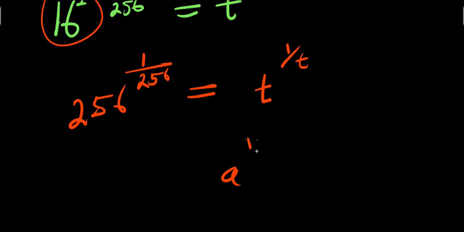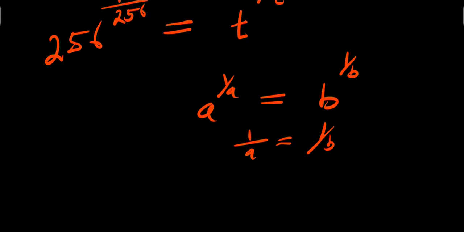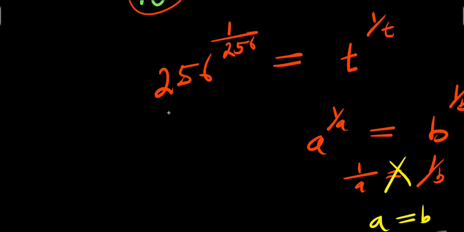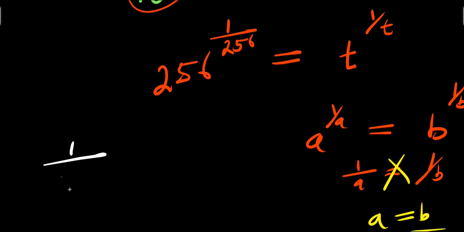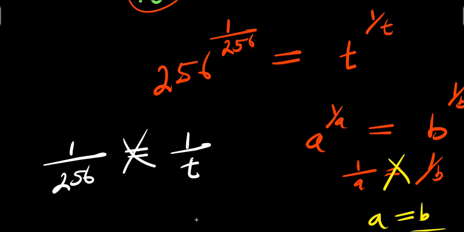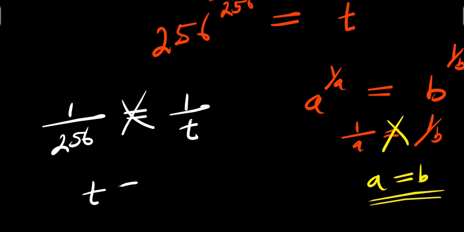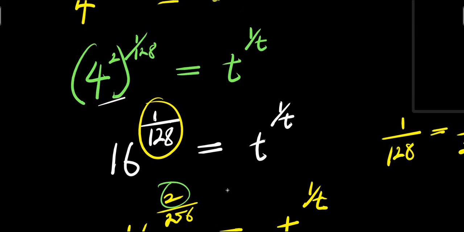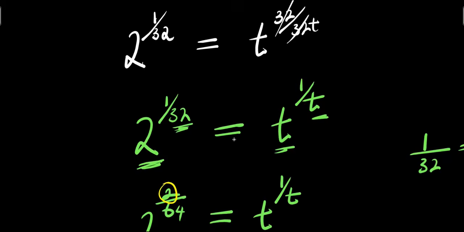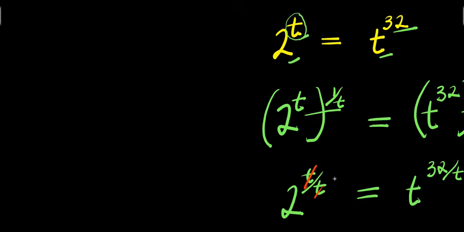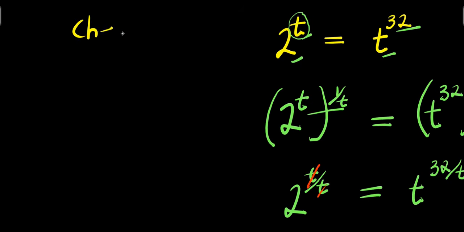If you have a power 1 over a equals b power 1 over b, then 1 over a equals 1 over b. You cross multiply, a equals b. So if you have 1 over 256 equals 1 over t, cross multiply, t times 1, I have t equals 256. So that means our t is 256. Next thing to do is to substitute the value back and check.